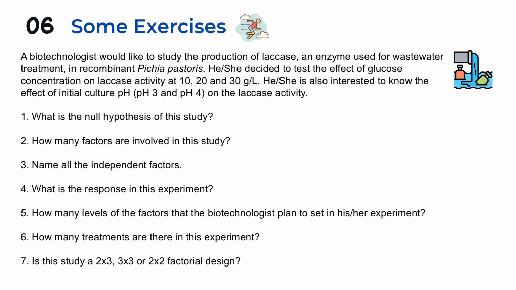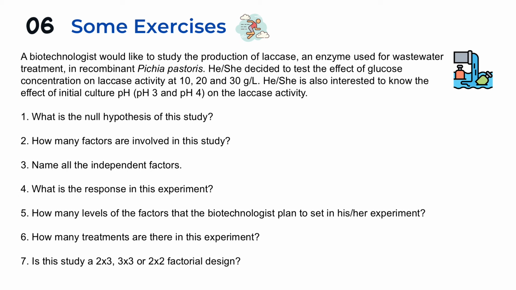Before we wrap up, let's have some exercises. Suppose we have this problem. A biotechnologist would like to study the production of laccase, an enzyme used for wastewater treatment, in recombinant Pichia pastoris. He or she decided to test the effect of glucose concentration on laccase activity at 10, 20, and 30 gram per liter. He or she is also interested to know the effect of initial culture pH, namely pH 3 and pH 4, on the laccase activity.